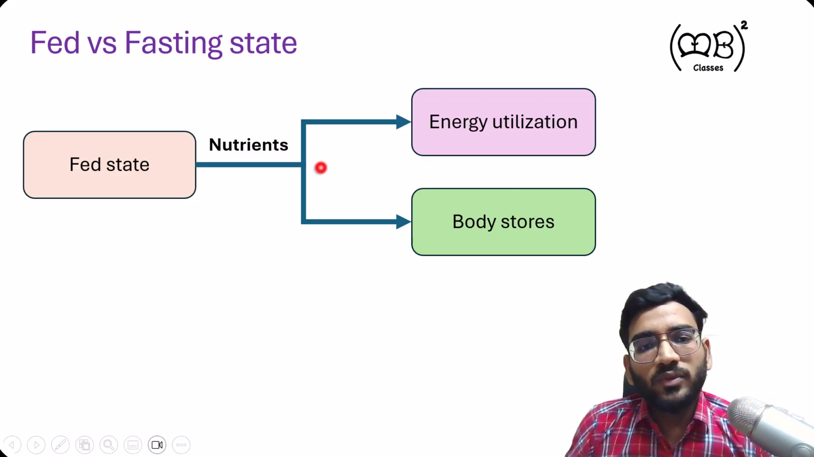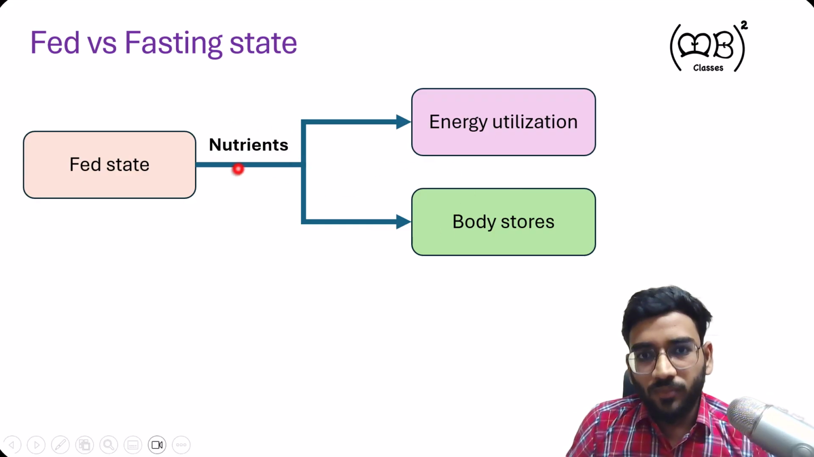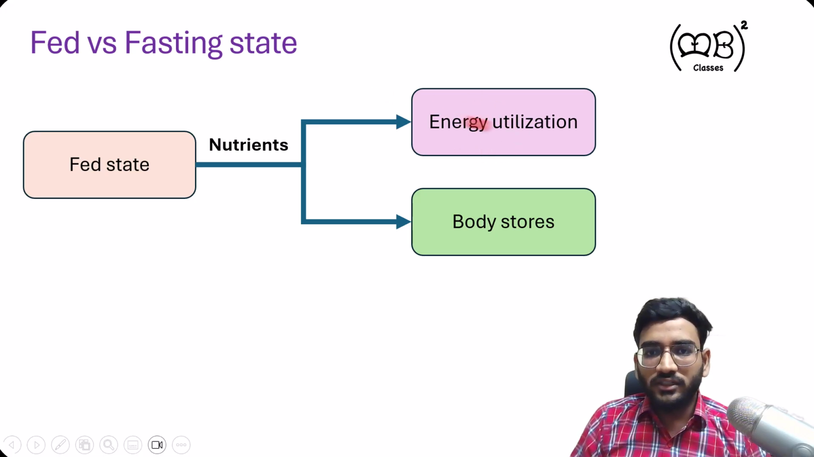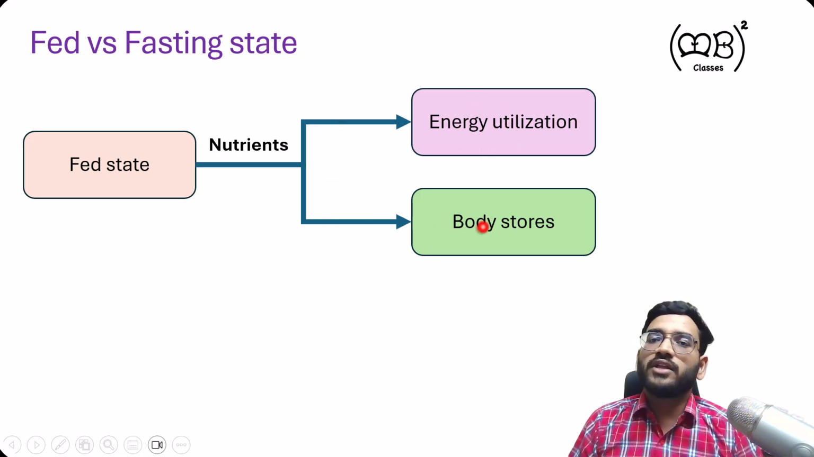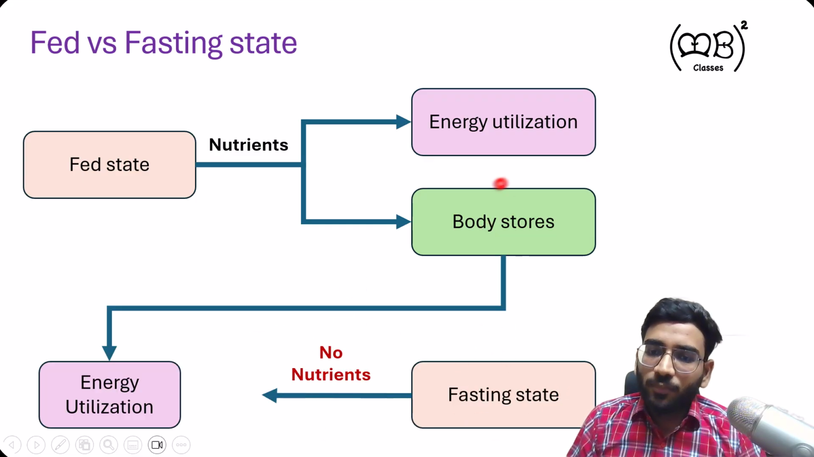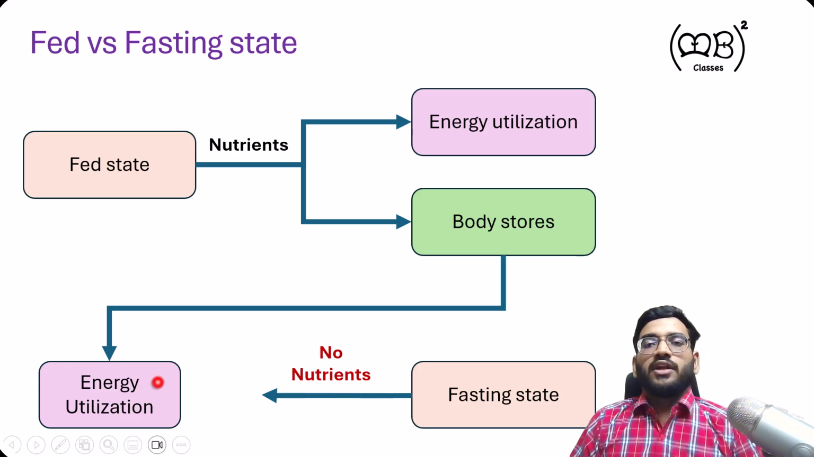So what happened was the nutrients were consumed, and when the nutrients were consumed, a small amount was used for energy, and the rest, the excess, was stored as energy, so that when there is a fasting state in which no nutrients are available throughout the day, then the body stores can be utilized for energy consumption.